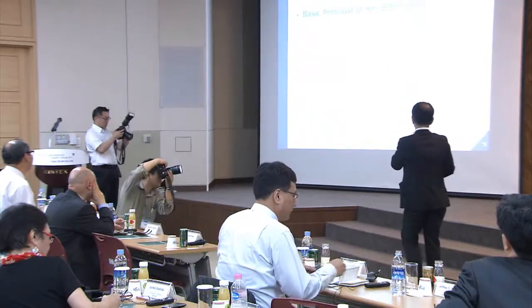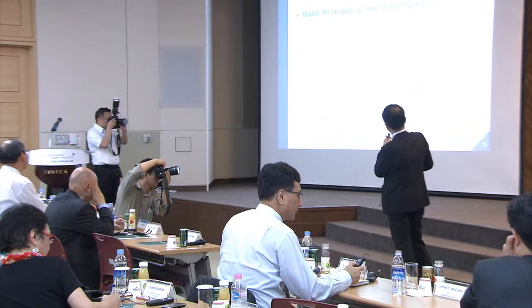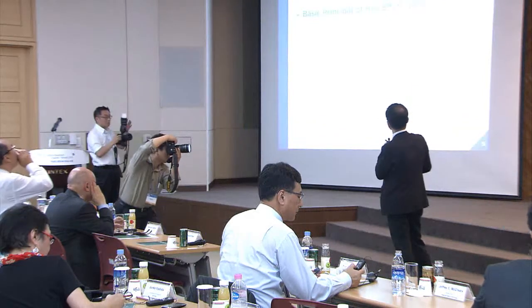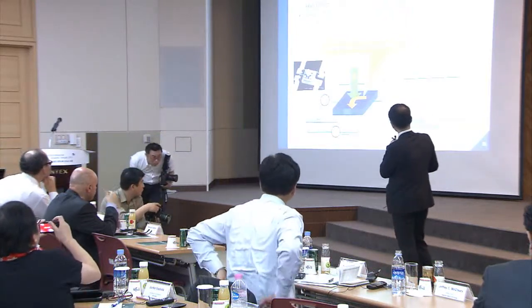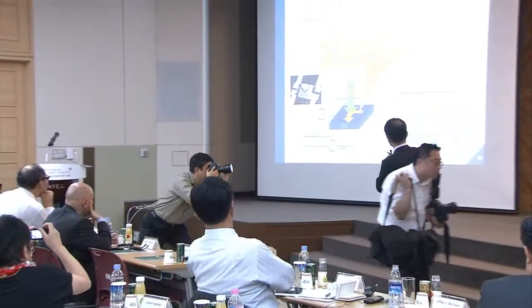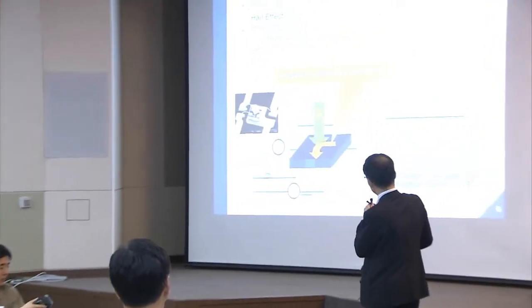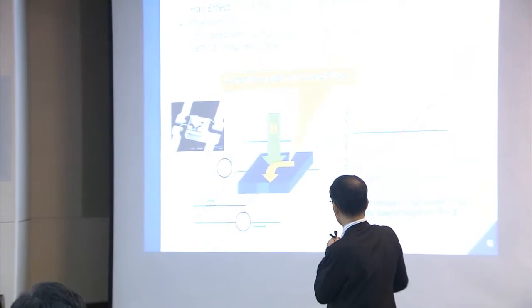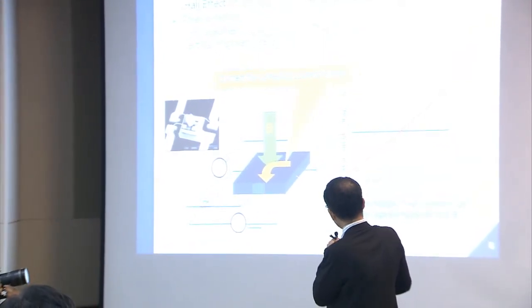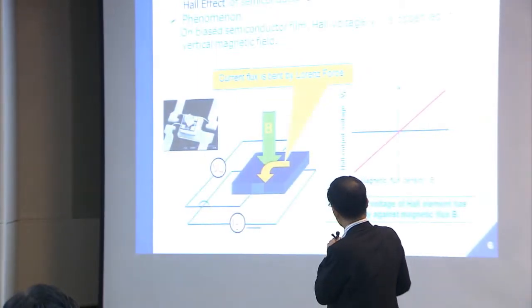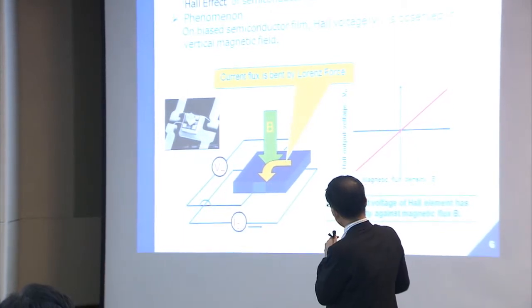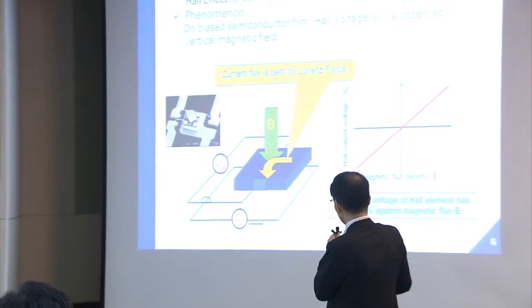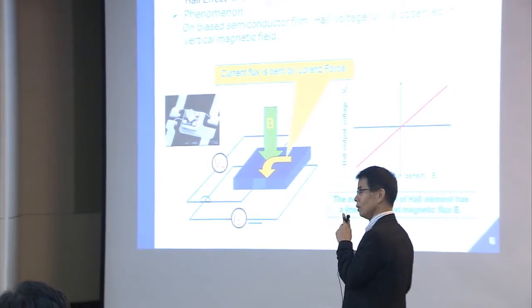So please move on to the basic principle of Hall effect sensor. This effect was discovered by Dr. Hall in 1879. And please look at this drawing. The current flux is bent by Lorentz force under the magnetic field. And the direction of the Lorentz force follows the famous Fleming's left-hand rule.